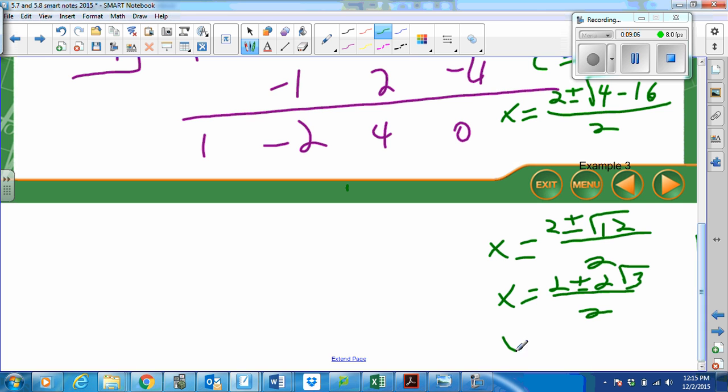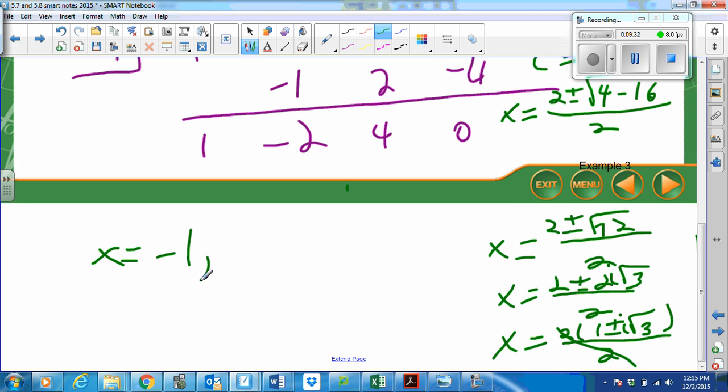And this is where many of you made some careless algebraic errors. Let's pull a 2 out in our numerator. So we're going to get 2 times 1 plus or minus the square root of 3. Sorry, this was negative 12, so it's 2i square root of 3. Now it's i square root of 3. I lost my negative sign. And now those 2s cancel. So our other two solutions, we now have that x equals negative 1 and x equals 1 plus or minus i square root of 3. So there's our other two solutions.